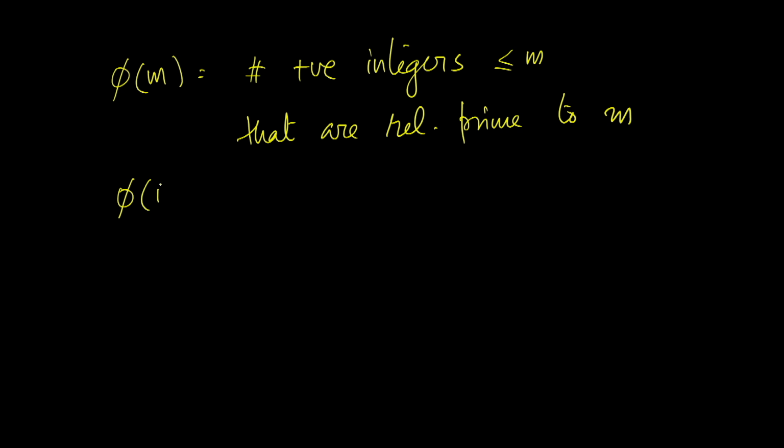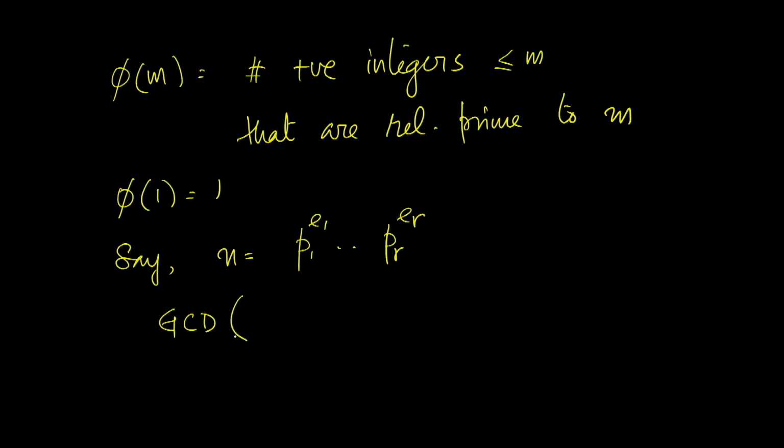We know phi of 1 equals 1. Say the given number n is prime factorized in this fashion: p1 power e1 up to pr power er, where pi is the ith prime number. So, this is the prime factorization. Therefore, pi and pj are not the same when i is not equal to j, which means the GCD of pi power ei and pj power ej is 1 when i is not equal to j.